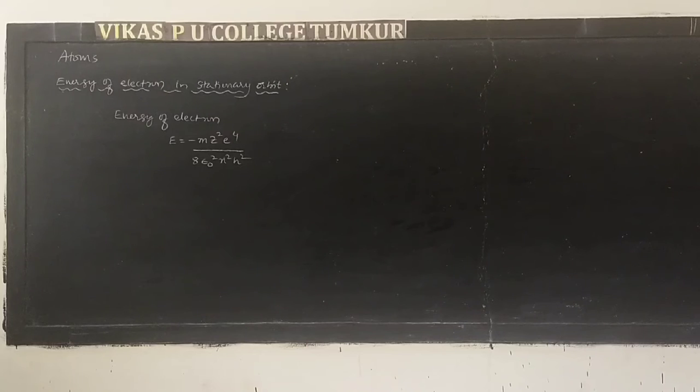The negative sign, here you see in the expression, n is in the denominator. Naturally, as n increases, E should also increase, because there is a negative sign. If there had been a positive sign, then an increase in n would have resulted in a decrease in E. But the expression contains a negative sign, and therefore an increase in n also results in an increase in the energy of the electron.